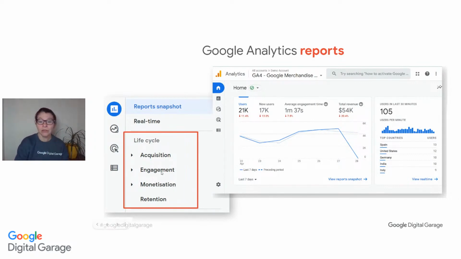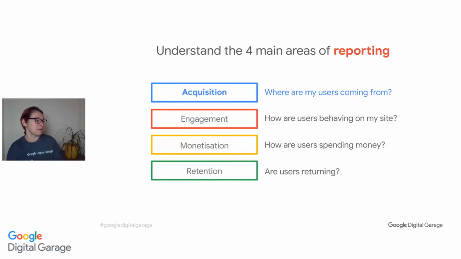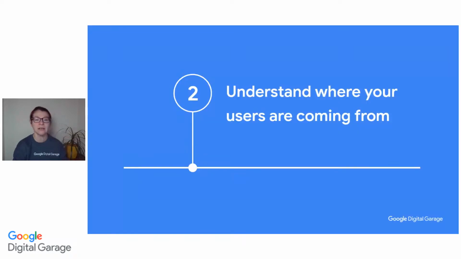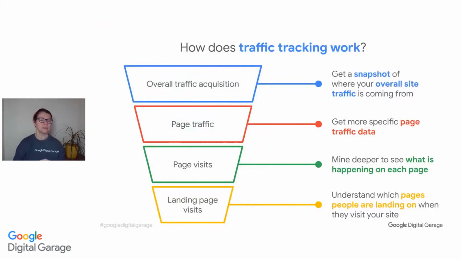So we're going to focus today on how to find the traffic and user acquisition data in Google Analytics 4. So let's take a look at those main areas of reporting in a little bit of detail. This is what we just said, acquisition. Where are my users coming from? That's what we're going to focus on today. But if you did want to see what people are doing, how they're behaving, how they're spending money, you're going to look into those other reports that are all below. All right, so let's take a look at that right now.